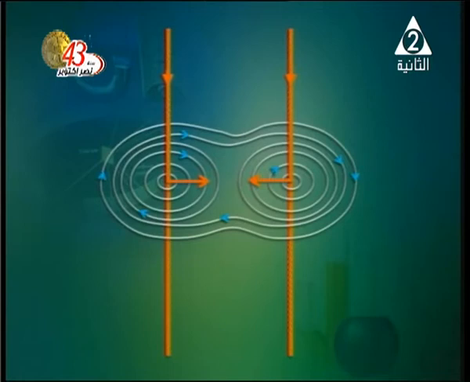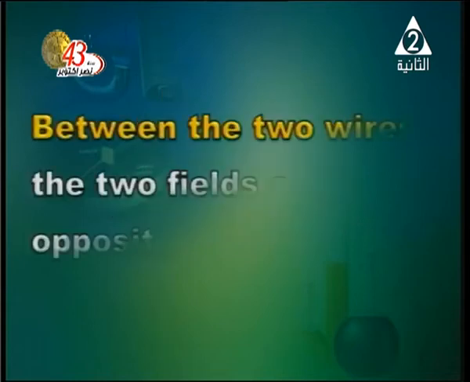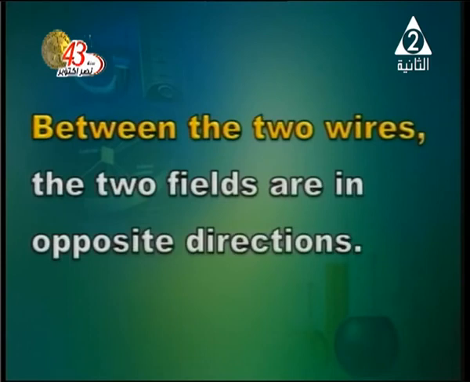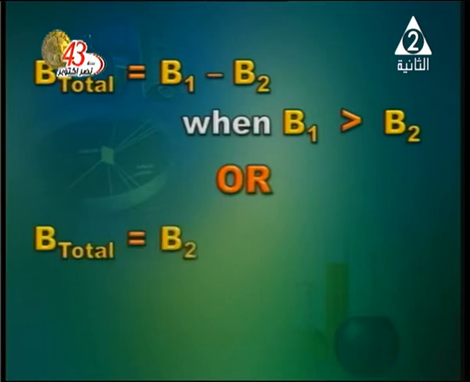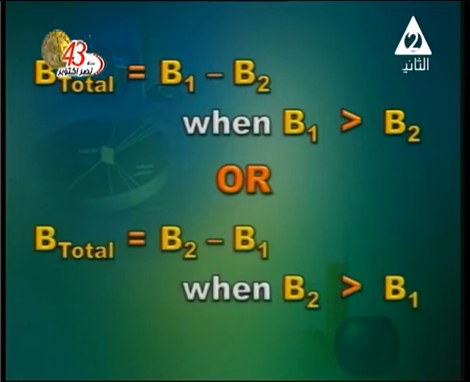Fields outside the wires have the same direction, but they flow in opposite directions between the two wires. So between the two wires, the two fields are in opposite directions. B total is equal to B1 minus B2 when B1 is greater than B2, or B2 minus B1 when B2 is greater than B1.